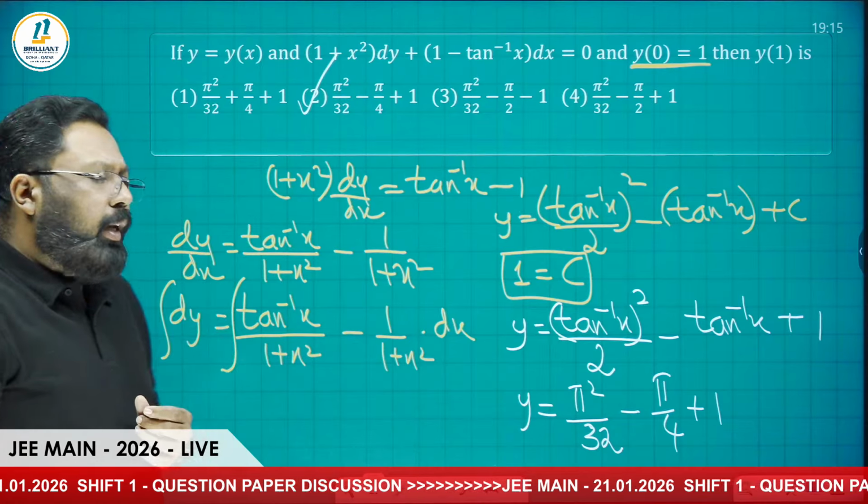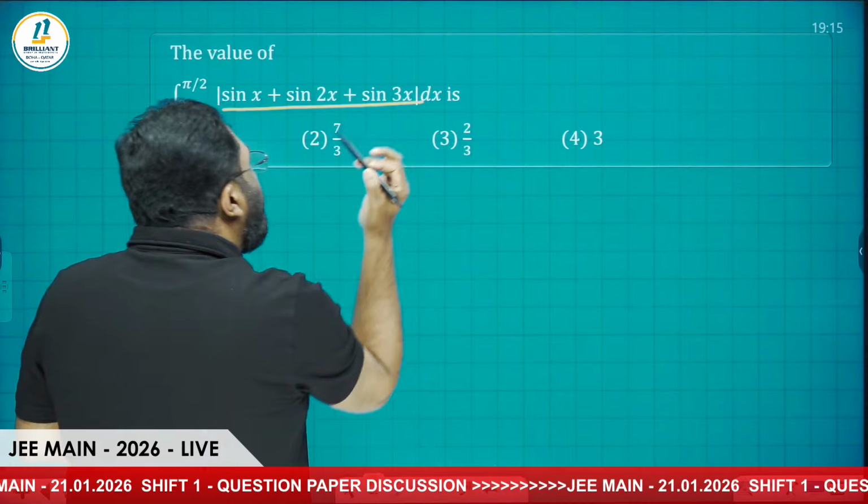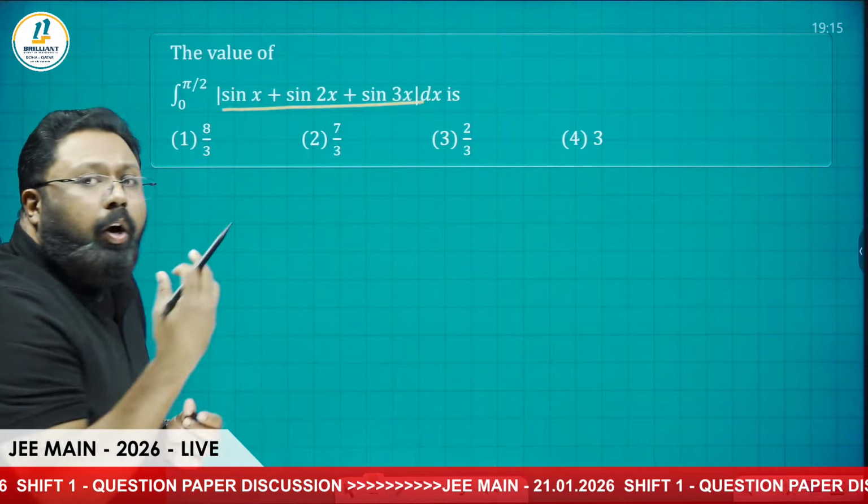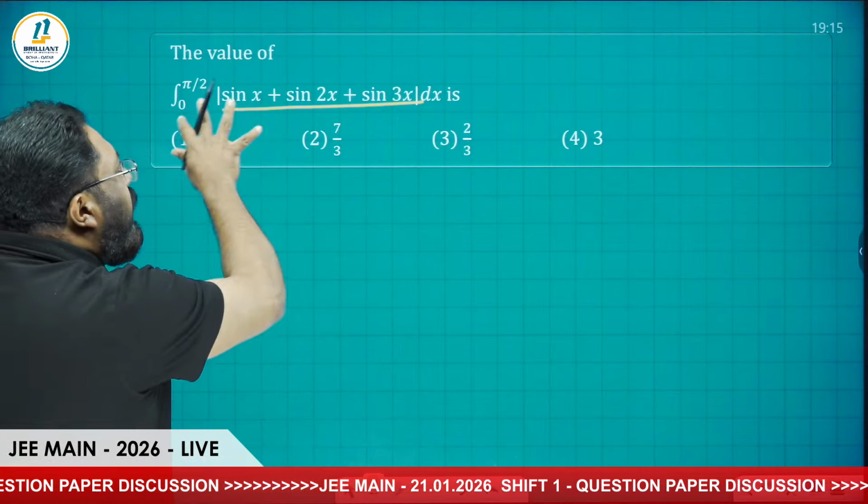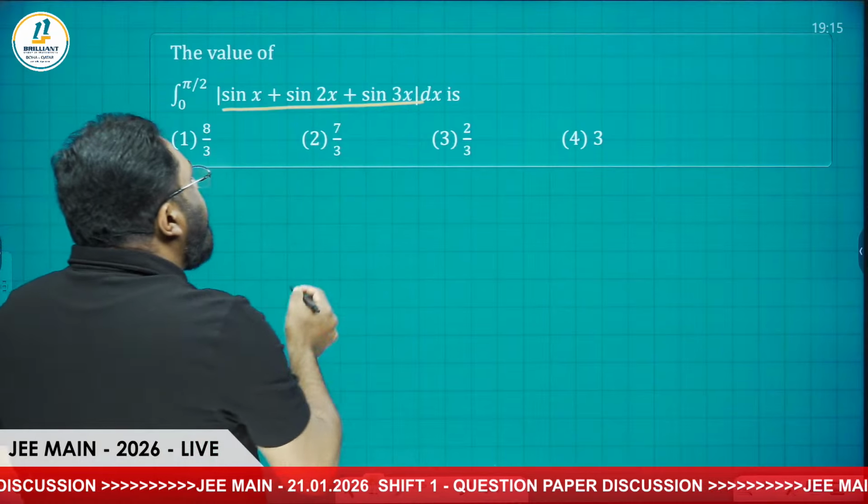So next question again, my dears, it's an integral of a complete modulus form. You can see it's a complete modulus form. So what you can do is you can reduce it into a product form so that you can identify where the modulus is going to be positive and negative. It's a very simple concept.